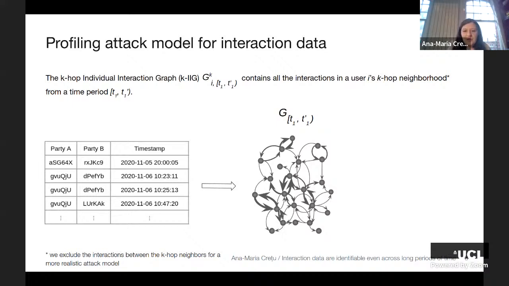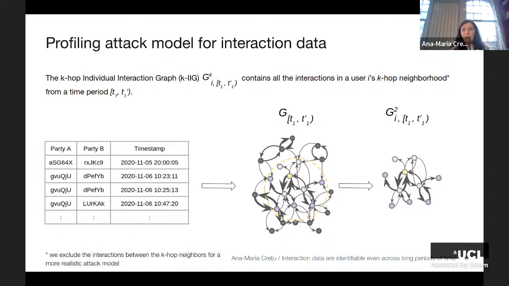And the idea is to represent the behavior of a user across a time interval using the interactions between the user and their contacts, and the contacts of their contacts. So the original user is the yellow one here, the contacts are the gray ones, the contacts of the contacts are the purple ones, up to k hops. This is what we will call the k-hop individual interaction graph, which is indexed by this time period. The hypothesis of this work is that the behavior of users is at once regular over time and unique enough among other users to allow them to be identified.